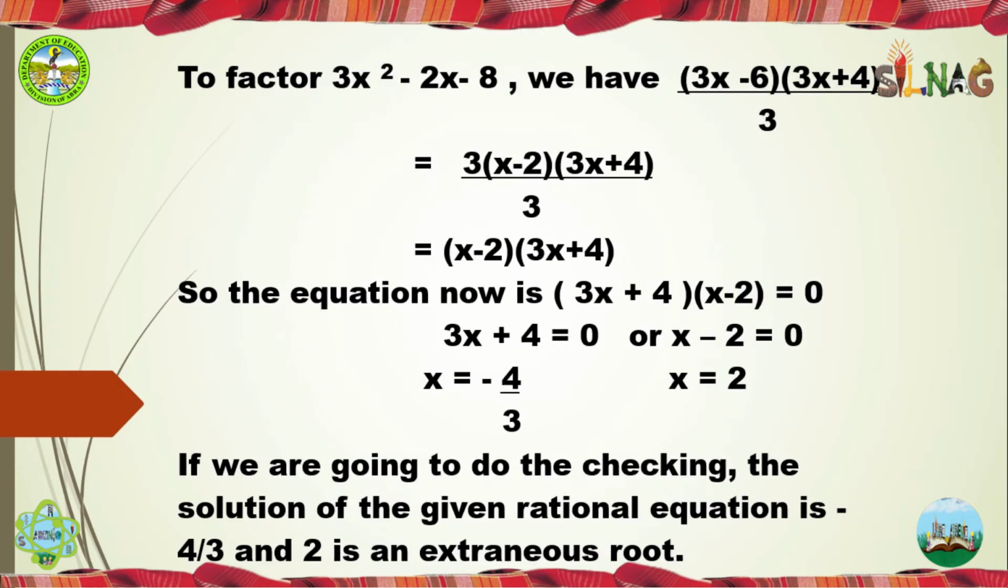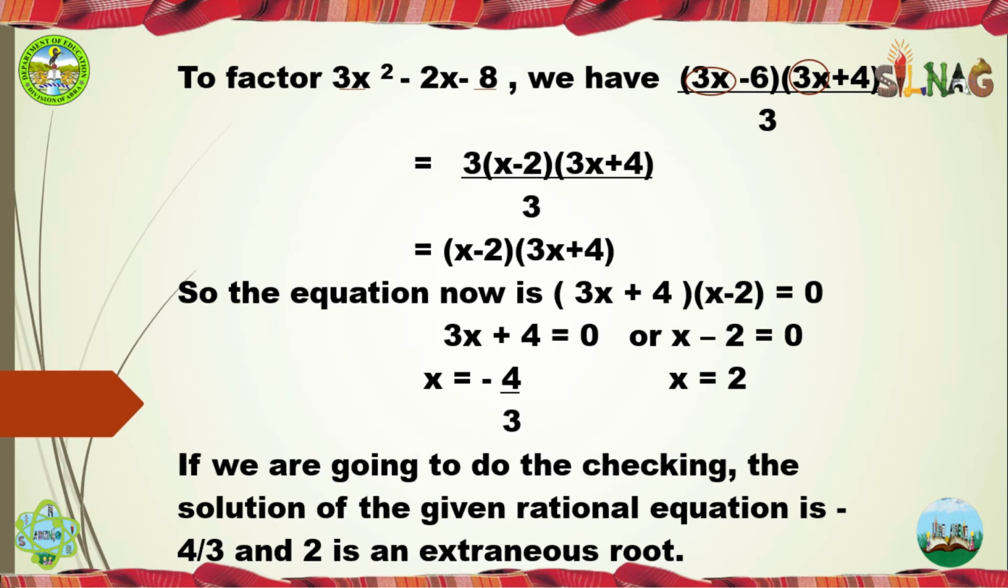To factor 3x squared minus 2x minus 8, we have to write the first terms of the binomial factors as 3x and 3x. And then next step, we have to multiply the numerical coefficient of 3x squared, which is 3, and the last term, negative 8.